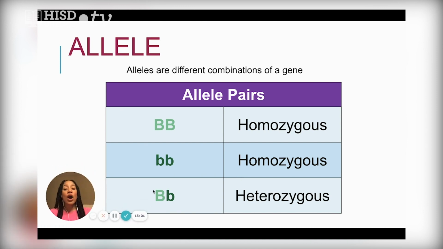But if we have one capital B and one lowercase b, like a capital B from the mom and a lowercase b from the dad, we call that heterozygous. And it means that it is different.